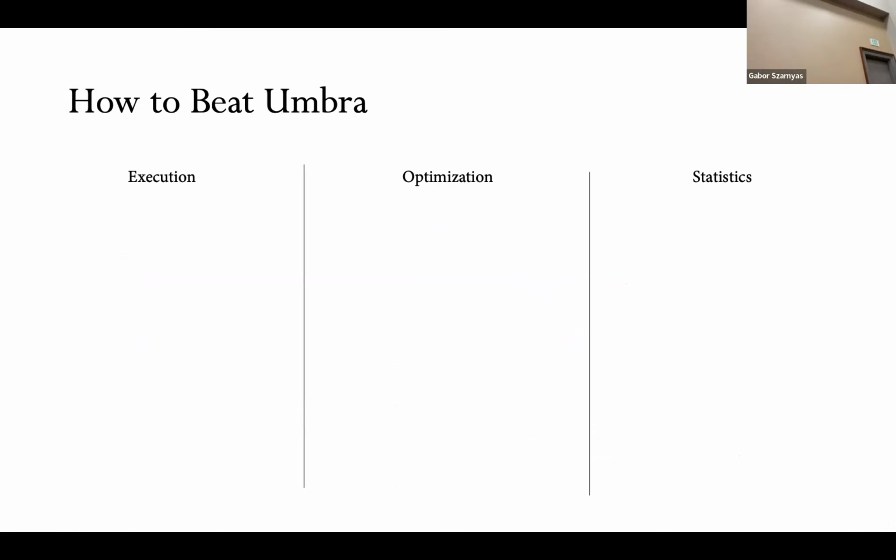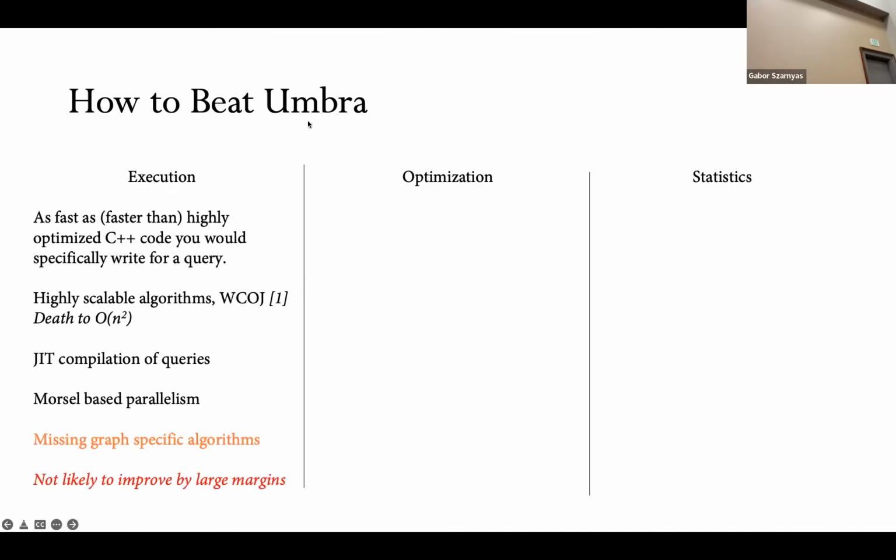But I'm going to give you some tips and tricks on how to beat Umbra, how to beat this really fast relational system. So first of all, I split how to beat Umbra into 3 different categories, which are the main components of the Umbra system. So Umbra has an execution system, which is essentially the operators and their implementations. So our execution system is pretty good.